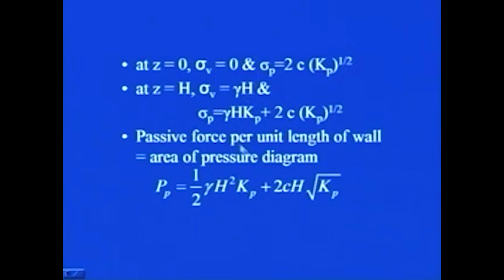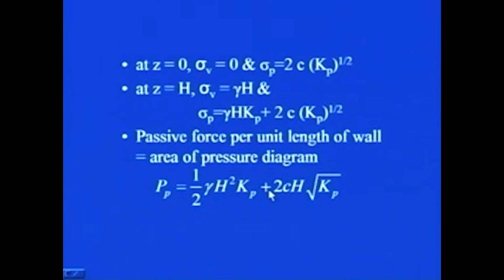So, you see here we result into this kind of expression, that is the passive force. It is not the stress, because we are considering the area now. So, your passive force will be equal to half gamma h square Kp plus 2 c h square root of Kp. You can compare this expression with the expression in case of active pressure. If you compare, then you will see that there it was Ka and with a minus sign over here.